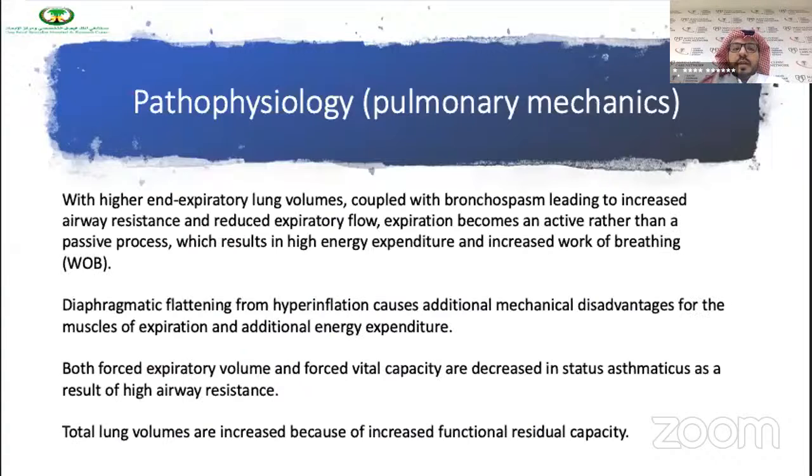With higher end-expiratory lung volumes, coupled with the bronchospasm, leading to increased airway resistance and reduced expiratory flow, expiration becomes more active, as mentioned, which results in high energy expenditure and increased work of breathing. The diaphragmatic flattening from hyperinflation also causes additional mechanical dysfunction for the muscles of expiration, and additional energy expenditure. Both forced expiratory volume and forced vital capacity will be decreased in status asthmaticus. The total lung volumes are increased because of increased functional residual capacity.